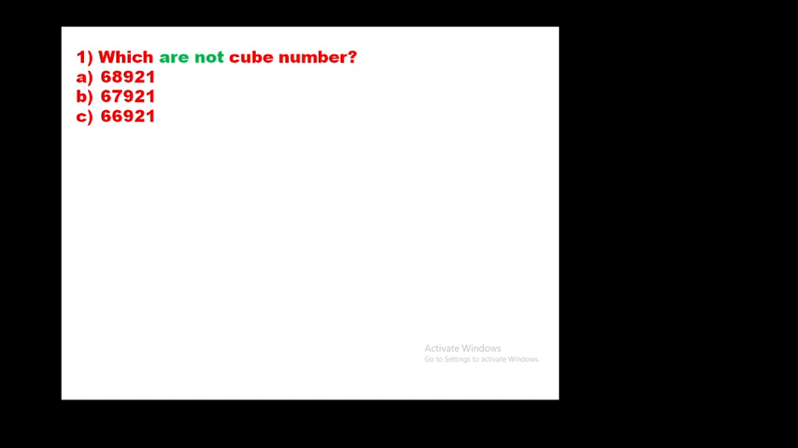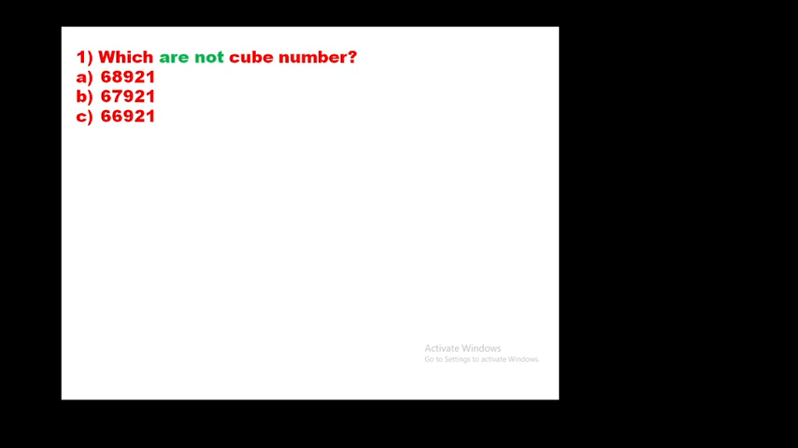Instead of adding, you can cancel the 9. This 9 you can cancel, and 8 plus 1, 9 gets cancelled. What is left out? 6 plus 2, by adding 6 plus 2, 8. 8 can be the remainder. Okay. So now the question, which are not cube numbers? So option A is not the answer for that. You can go with option B. Option B is not a cube number.